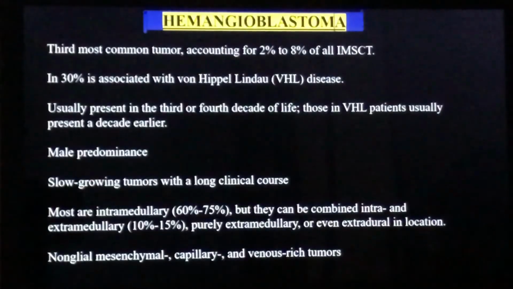Let's talk about the third most common tumor, which is hemangioblastoma. It is usually associated with VHL syndrome, that is von Hippel-Lindau disease. They are more commonly seen in the third or fourth decade of life, usually with male predominance. They are slow growing tumors and have a long clinical course. They can be intramedullary, both intra and extramedullary, purely extramedullary, or even have extradural involvement. They are non-glial, mesenchymal, capillary and venous ridge tumors.